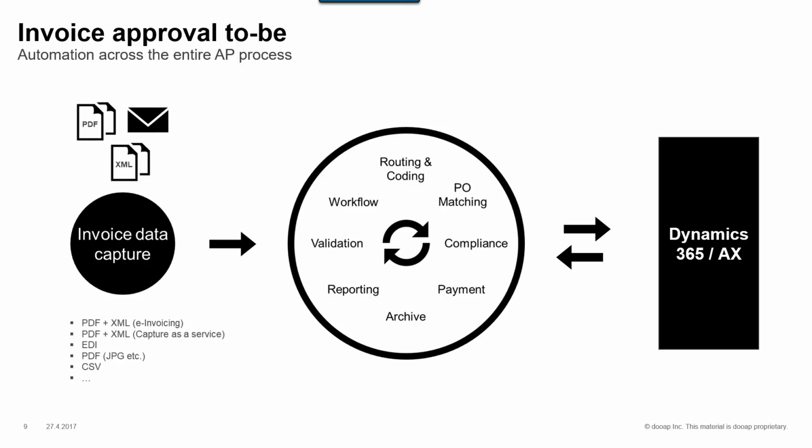When we talk about invoice automation, we mean automation across the entire process, including integration with the ERP system. This enables matching the invoices with purchase orders, and this kind of automation can be called world-class.